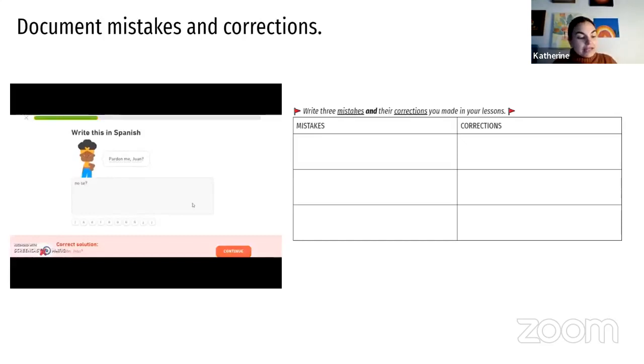So when they make that mistake, they write it and then they write the correction. And so it allows for some reflection as they're working through the unit. So they're not just going on to the next question because they get it wrong and they're frustrated. They're actually forced to look at what they're getting wrong and why.